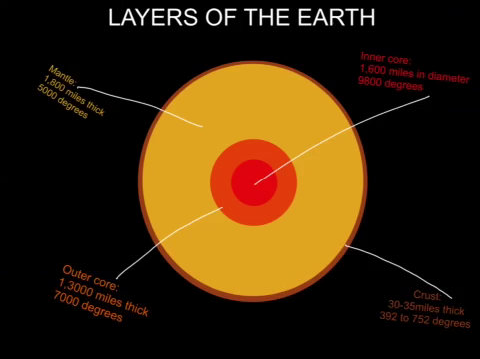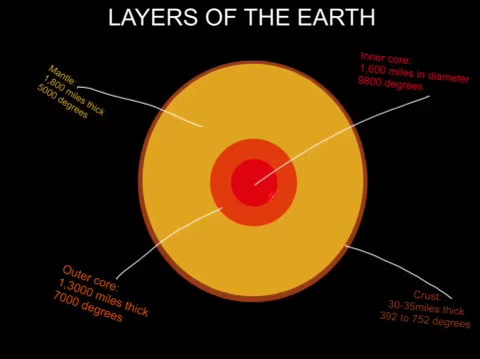To learn about the boundaries, you should probably know the layers of the Earth, which are the inner core, outer core, mantle, and crust. The inner core is the very, very inside of the Earth, which is 1,600 miles in diameter and 9,800 degrees. It's allegedly made of mostly metals and is more solid than the rest.